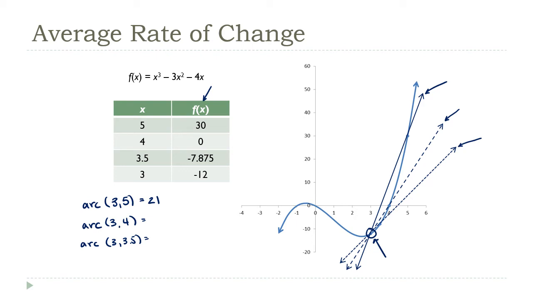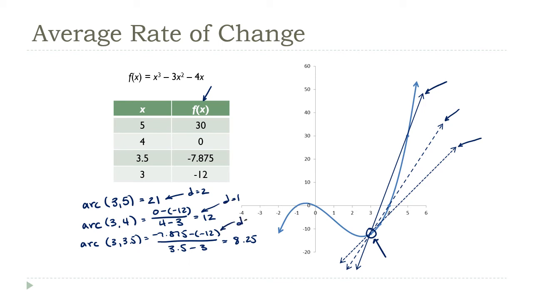All right, so between 3 and 4, it's going to be 0 minus (-12) over 4 minus 3, which is 12 over 1. That's just 12. And then for 3.5, it would be -7.875 minus (-12) over 3.5 minus 3, and my calculator tells me that is 8.25. Now, I want you to notice something here, because something interesting is happening. That denominator is getting closer and closer to 0. Up here, I didn't rewrite the calculations, but here the denominator was 2. Here it's 1. Here it's just 0.5.